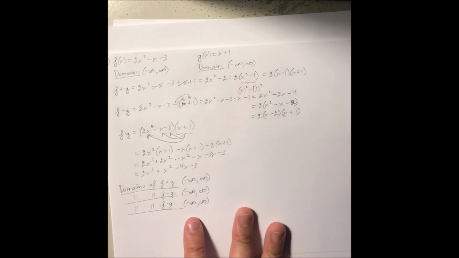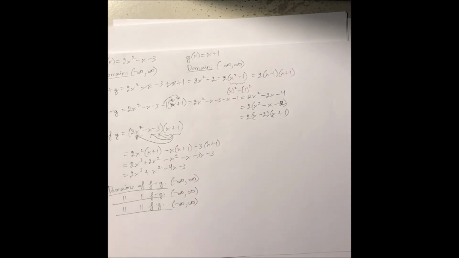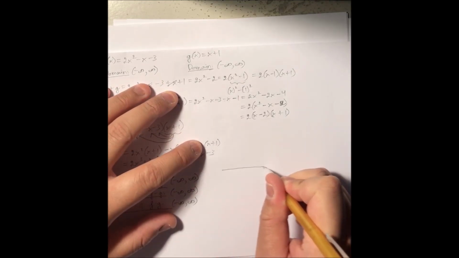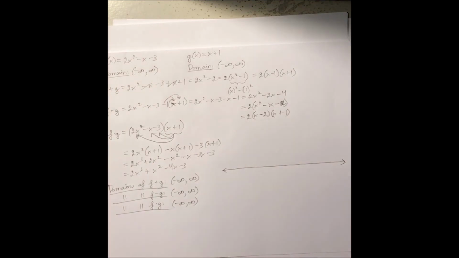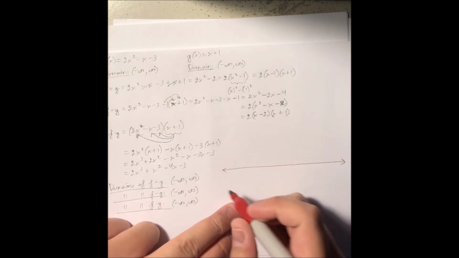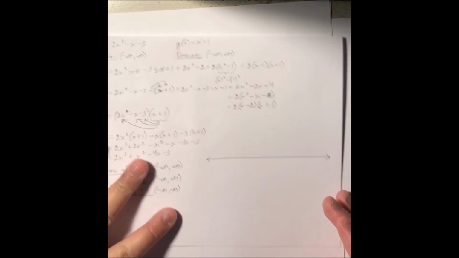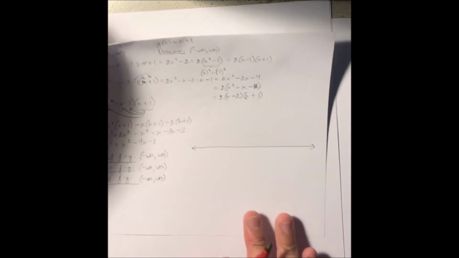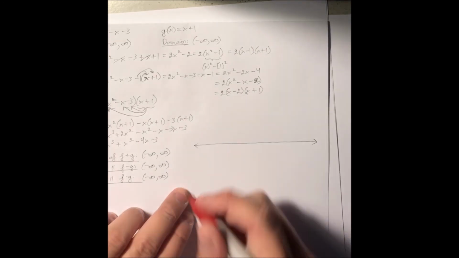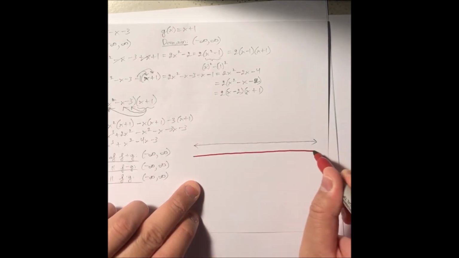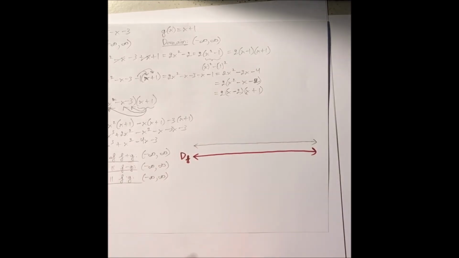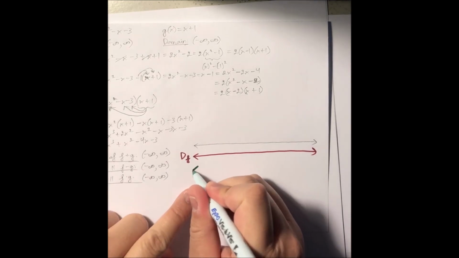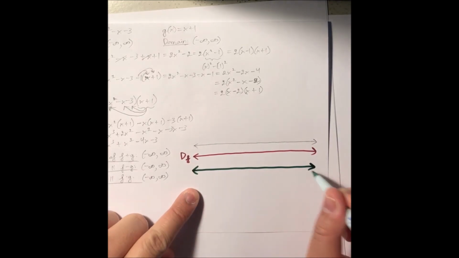Now the way we can look at this graphically is this. Let's say we have a number line like that. We have the function f. The one in red here is the domain of the function f. So this is capital D sub f. And the one in green is the domain of the function g, which is also all real numbers.